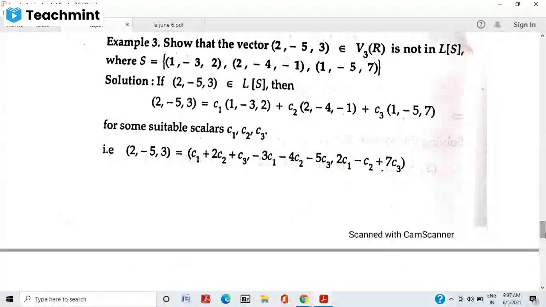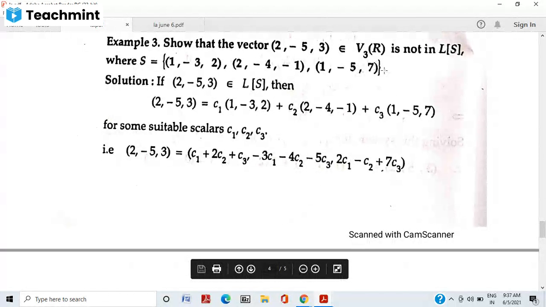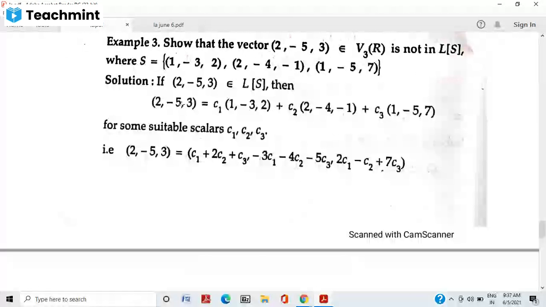We should show that the vector (2, -5, 3), we have to check whether it is in L of S. That means what we should write, (2, -5, 3), we can write it as C1 into first element, C2 into second element, plus C3 into third element. Then add that, what we get, C1 plus 2C2 plus C3. Second one, minus 3C1 minus 4C2 minus 5C3. Third element, 2C1 minus C2 plus 7C3.